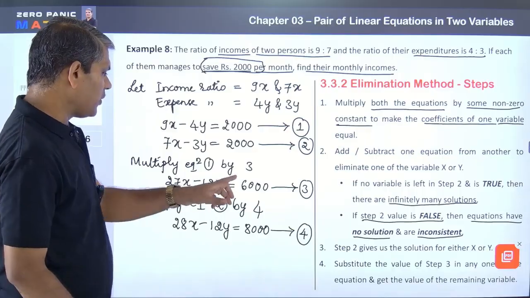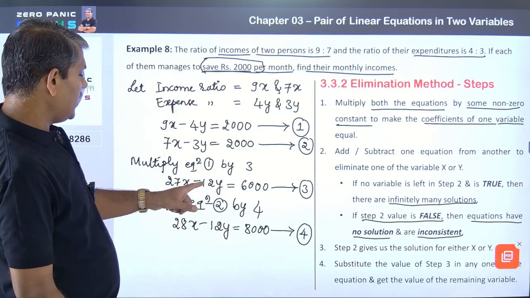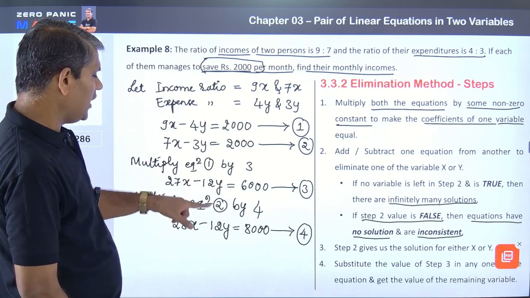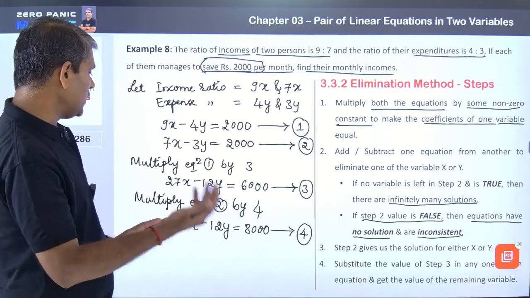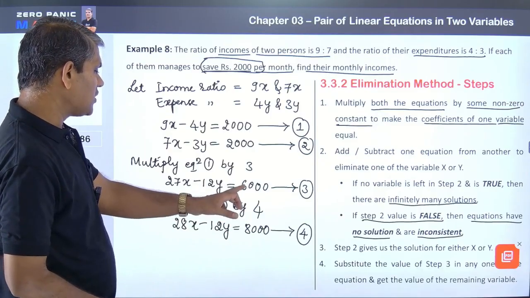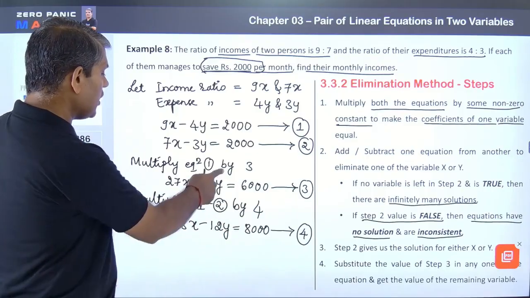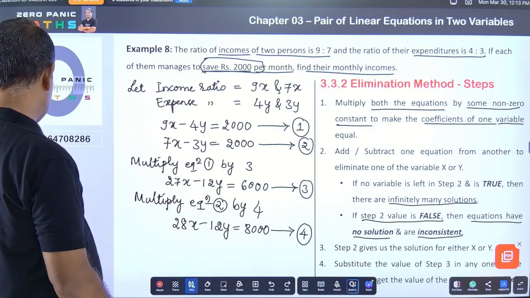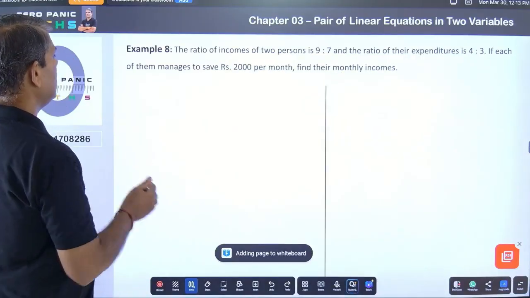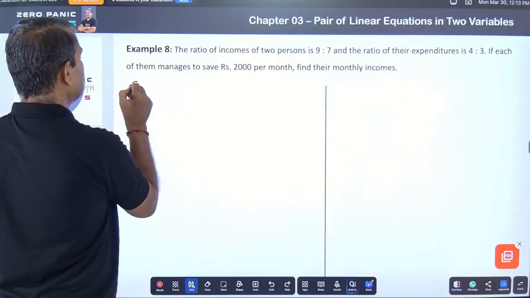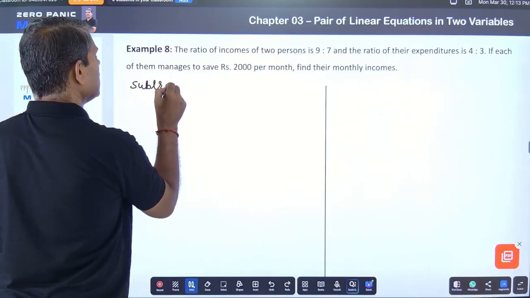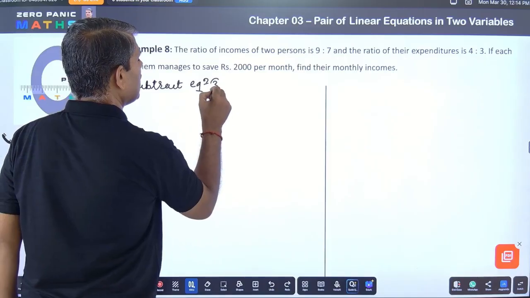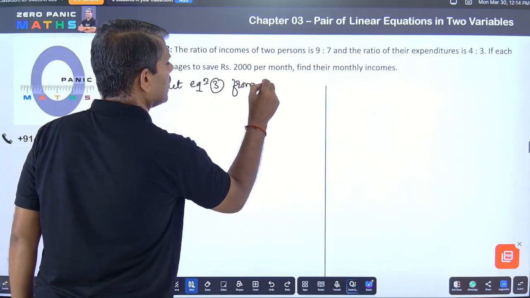Now from equations 3 and 4, what you can see is that the coefficients of y are equal in both the equations. So what we can do is subtract equation 3 from equation 4, so that y will get cancelled. Okay, let us do that in the next slide. Let us remember that. Okay, subtract, we will refer to the previous slide. Subtract equation 3 from 4.